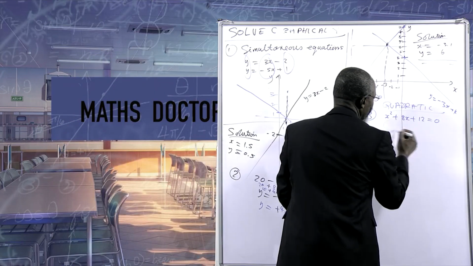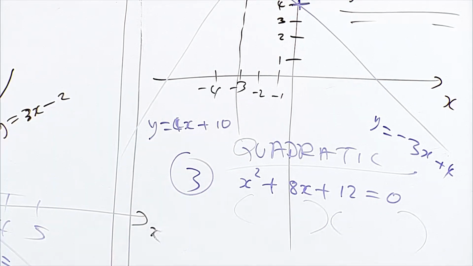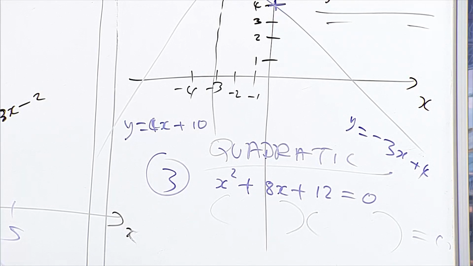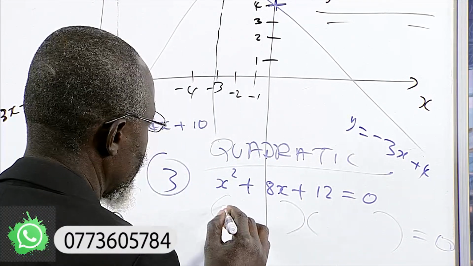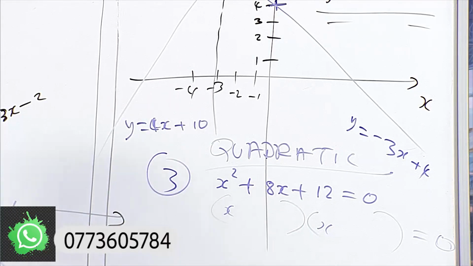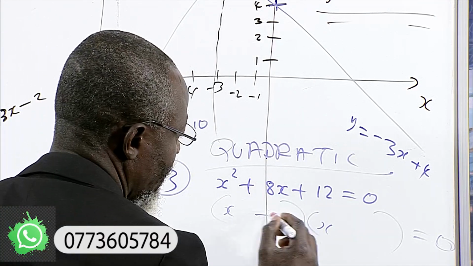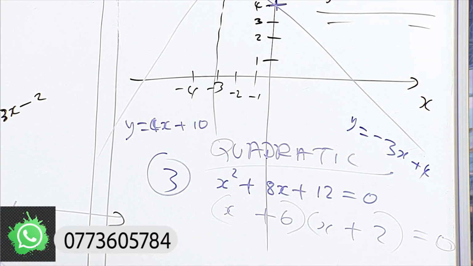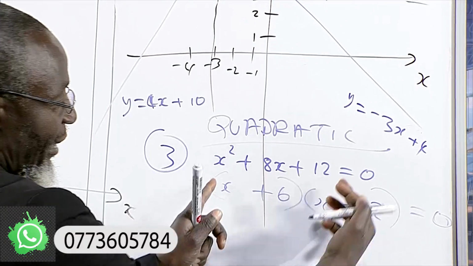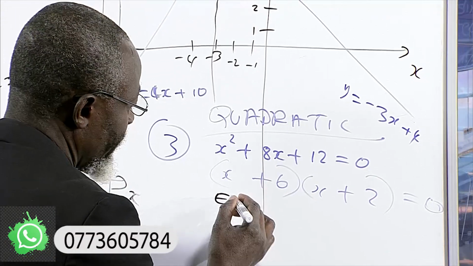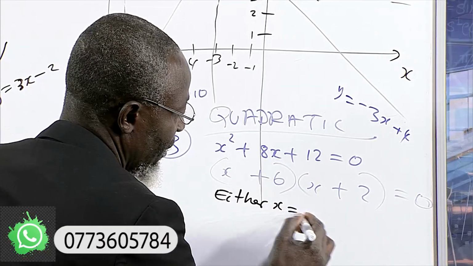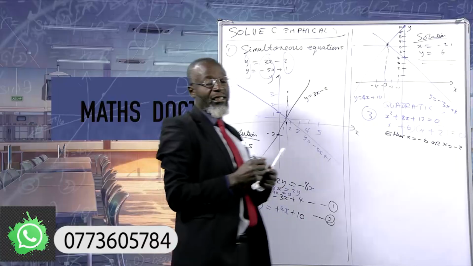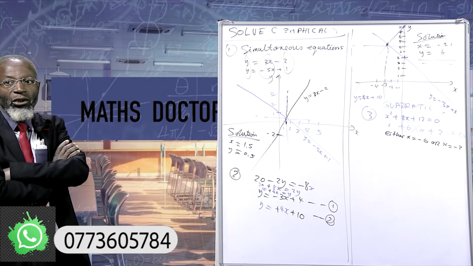So here I can find out, because I want to draw the graph, whether I can factorize the equation. So this is equal to 0. So x here and x here. To factorize, I know the factors are 6 and 2. So we can say these are the two factors, 6 times 2 is 12, and this and that add to 8. So either x is equal to minus 6 or x is equal to minus 2. Those are the solutions if you try to factorize it.